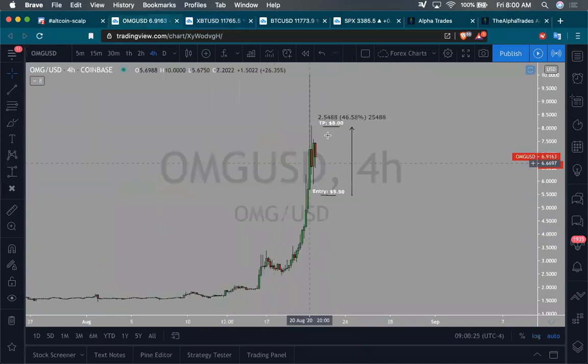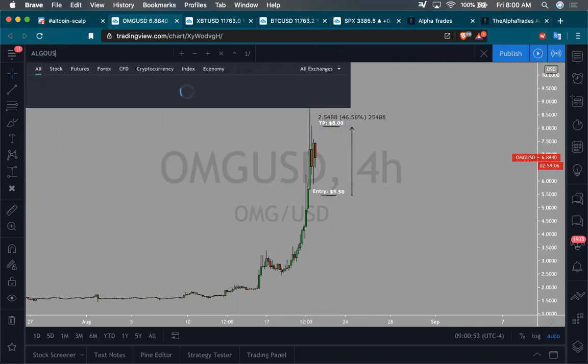So we took a trade in OMG, did really well. I closed out this trade with a target profit of $8. I had no idea we would hit almost $10, but 46% of profit in a matter of hours is pretty substantial. So I didn't really worry about this a whole lot. I thought it was pretty solid movement. And then after that, I'm kind of just looking for other altcoins, right?